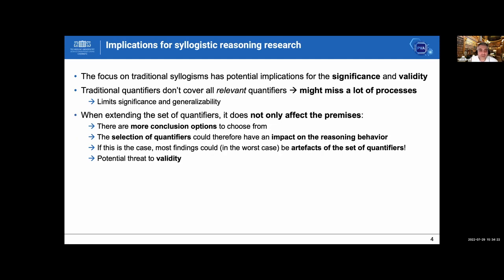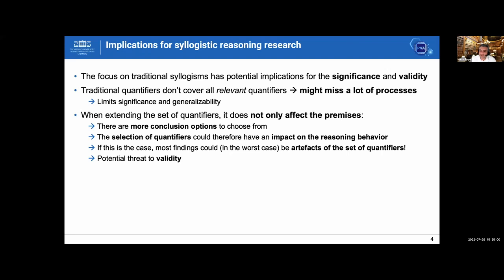However, if we look at this traditional syllogistic research and always do just these 64 problems, then it can have a potential implication on significance and validity. Because traditional quantifiers don't cover all possible relevant quantifiers that we may use in everyday language. So we restrict the participants in some sense to think within a box. I mean, we do not do this explicitly. It may be inherent in the way we test this, because we always present these 4.